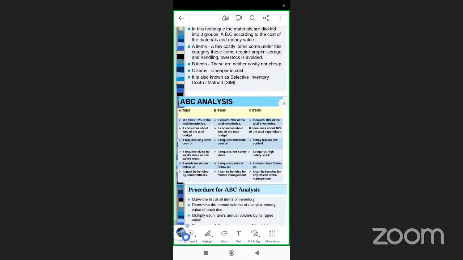Now, how to do this? See, A items cover 10% of the total inventory. Let us say you have 100 products in your inventory. 10% of 100 means 10 products are your A items, but those 10 products should consume 70% of your budget. Let us say your budget for 100 products is 1 lakh rupees. In 1 lakh rupees, 70% means what?